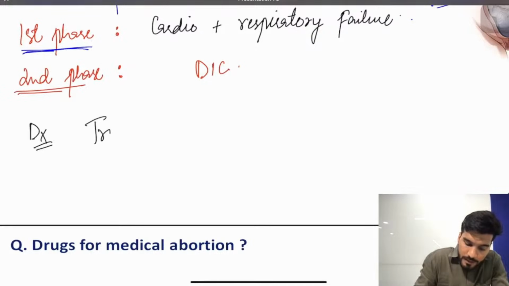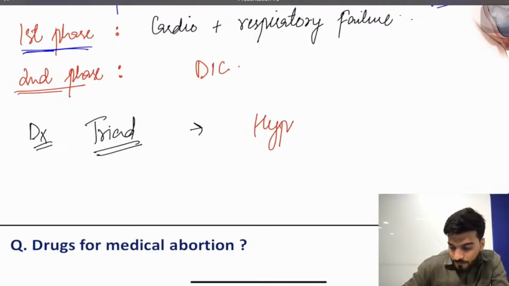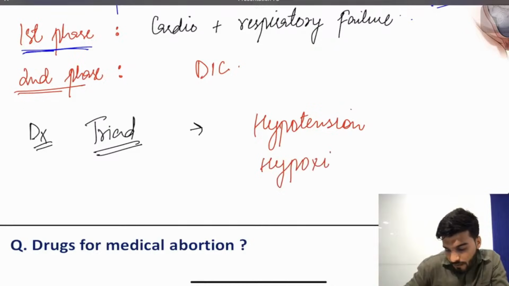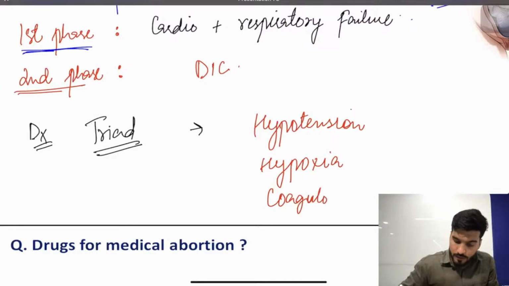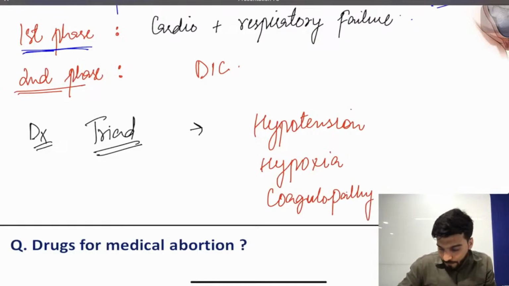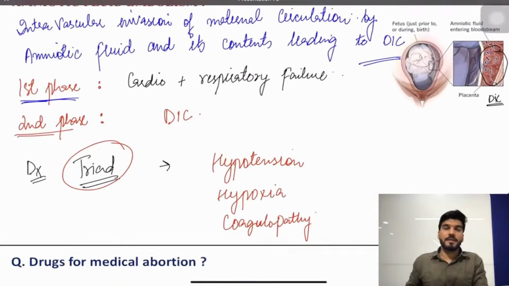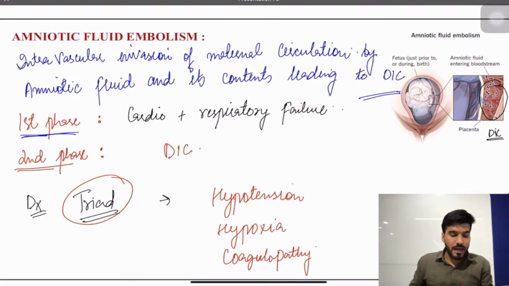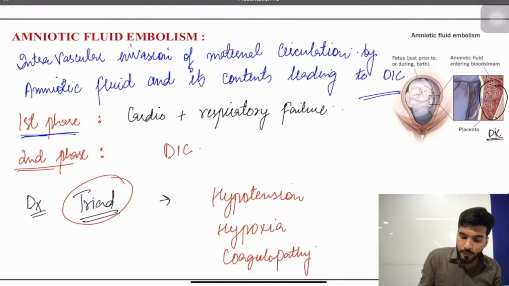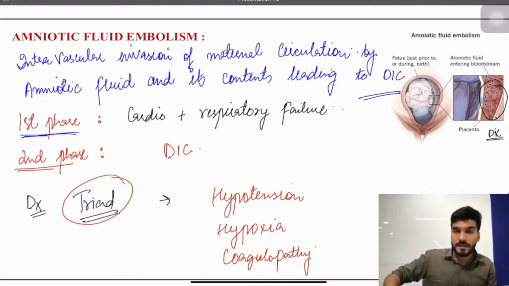For amniotic fluid embolism, the classical triad is: we have hypotension, we have hypoxia, and we have coagulopathy. Is that clear? So hypoxia, hypotension and coagulopathy are the classical triad for amniotic fluid embolism. Clear to everyone? So intravascular invasion of the maternal circulation by amniotic fluid and its contents, leading to DIC, is an amniotic fluid embolism.